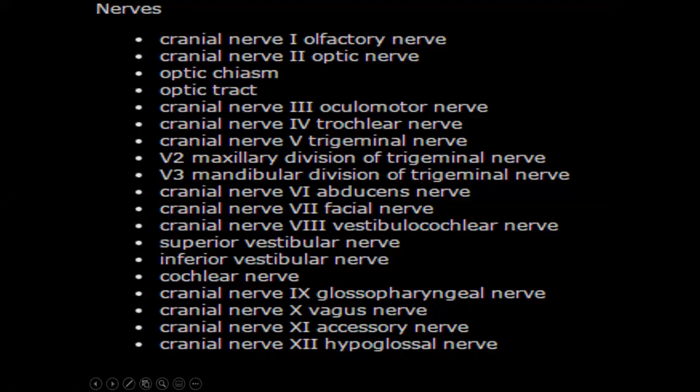So, if you see, there are 12 pairs of cranial nerves we have. First is olfactory, second is optic, then third is oculomotor, fourth is trochlear, fifth is trigeminal, we have 3 divisions: ophthalmic, maxillary and mandibular. Then 6th abducens, 7th facial, 8th vestibulocochlear, again vestibulocochlear has the superior vestibular, inferior vestibular and cochlear nerve. Cranial nerve 9th is glossopharyngeal, 10th is vagus, 11th is accessory and 12th is the hypoglossal nerve. So let's discuss one by one.